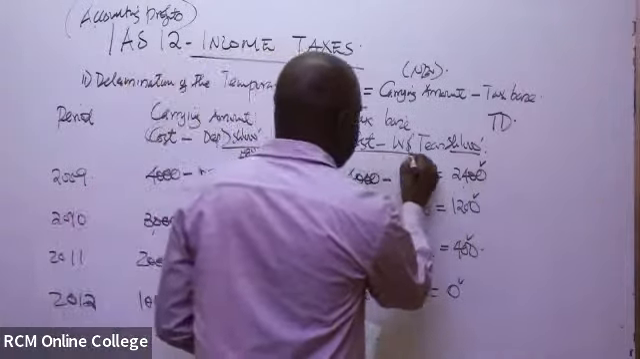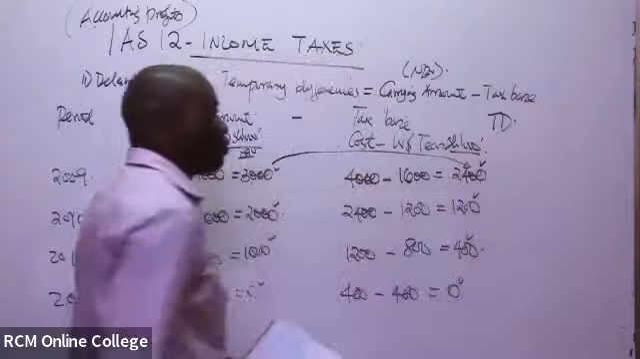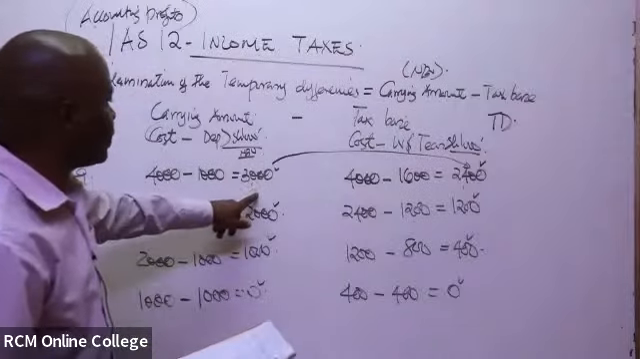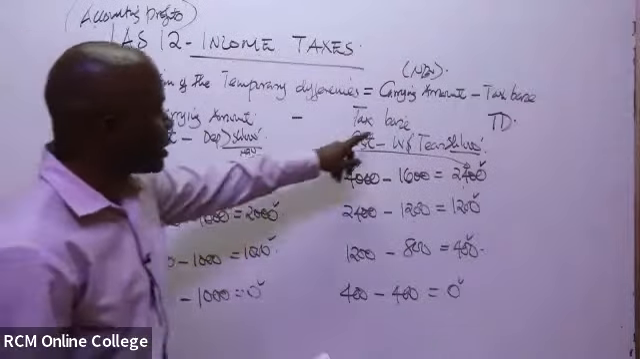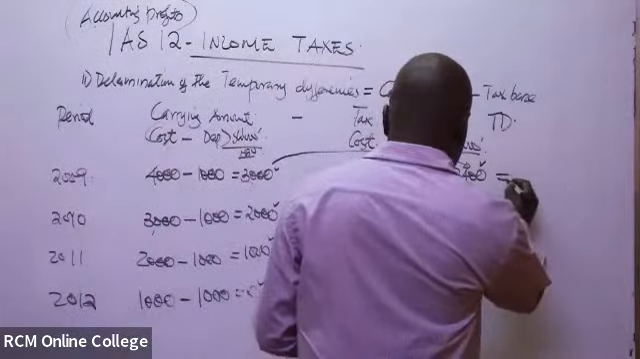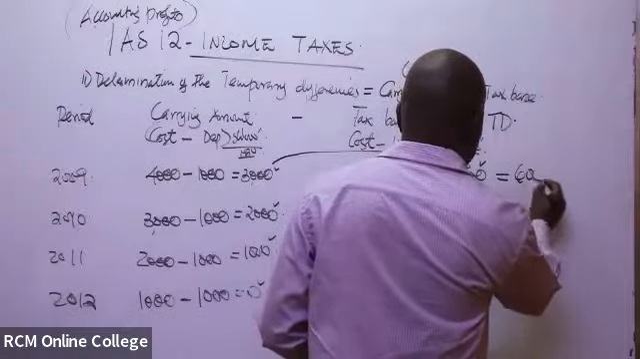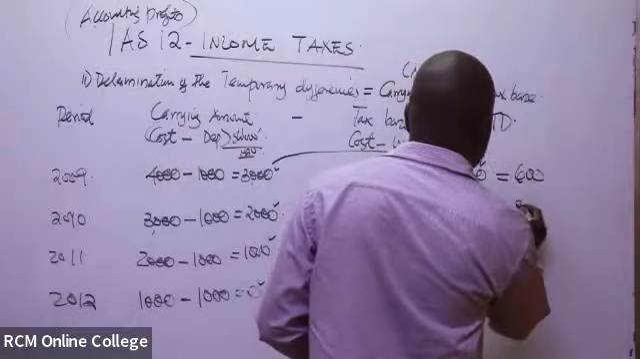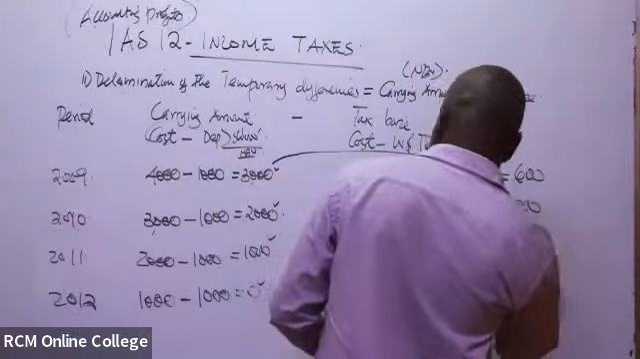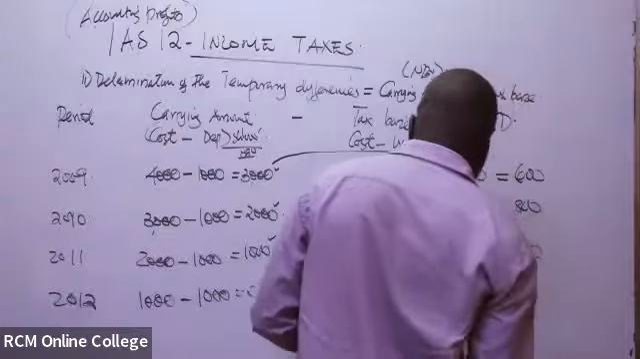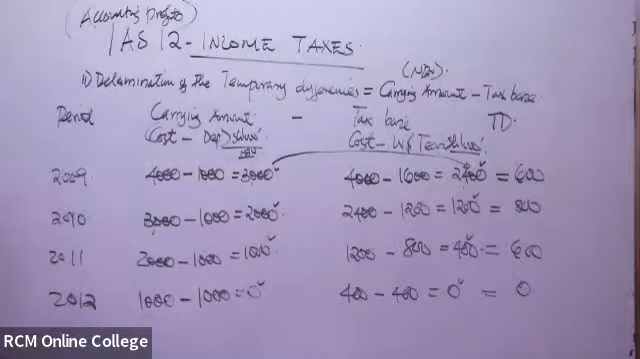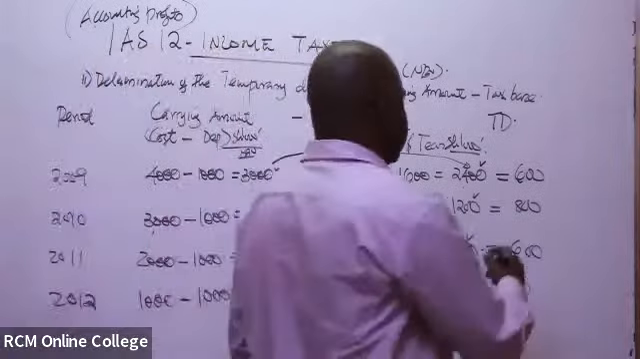So just sasa kuna one of my students hapa atasahau anaitwa Amos. Don't forget, we are now minusing. The carrying amount is this one. The tax base is this one that we've been able to determine. So you're minusing. So for the first one here, it will likely be 600. I think this one will be 800. This one will be, is it 600? 600. This one will be 0.